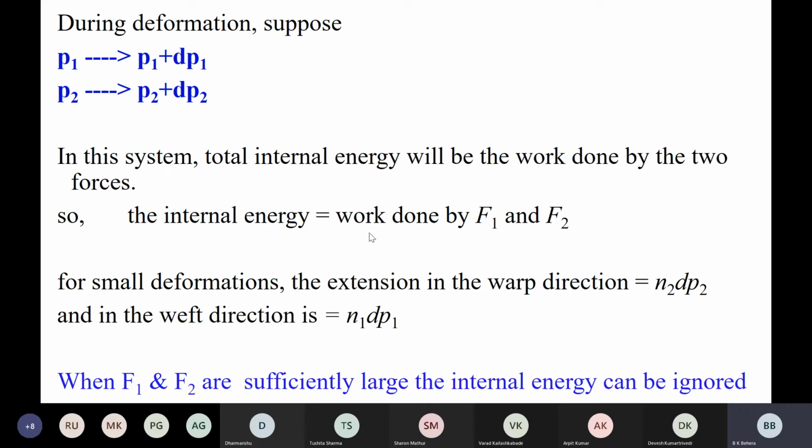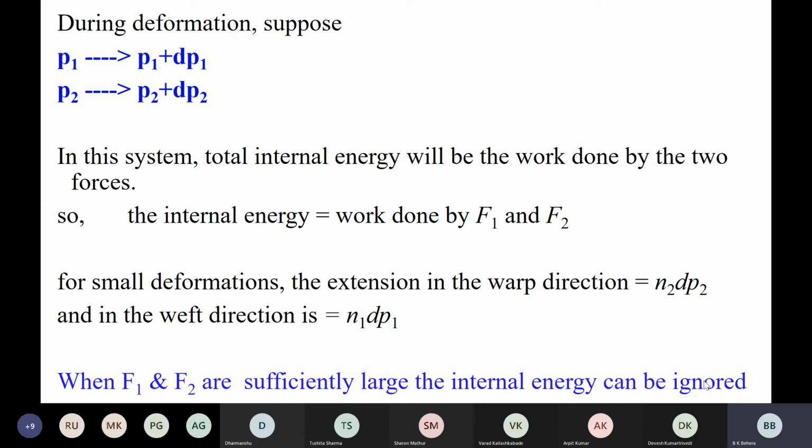So work done will be the total internal energy in the fabric. How much energy is consumed in the fabric? It will be the sum total of work done by these two forces. We are applying a force in the warp direction and simultaneously another force in the weft direction. So work done by the warp yarn force plus work done by the weft yarn direction force, the sum total, will be equal to the total internal energy in the fabric.